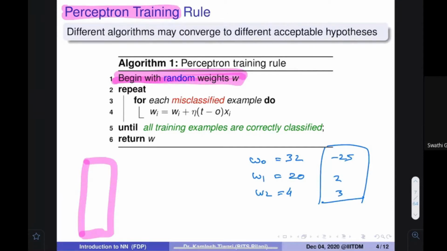Okay, so if it is like this, then these values are going to construct the equation 20x1 plus 4x2 plus 32. This is what the equation is. If it is greater than 0, then I would say plus 1, green. Otherwise, I would say minus 1. Okay, this is what my equation is.